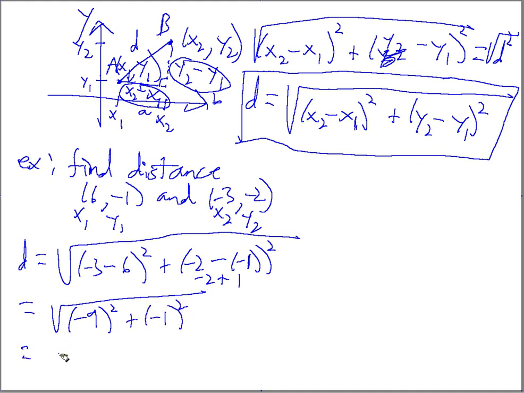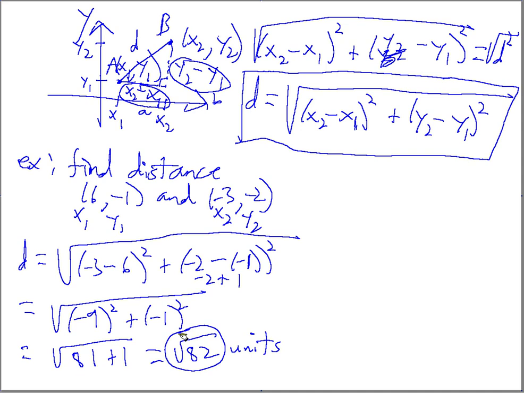So this will be equal to the square root of what? 81, right? -9 squared. -1 squared is just +1. So this is going to be the square root of what? 82. So it's going to be an irrational number, but nevertheless, it's a positive number. So root 82 is the answer we're looking for, the distance between these 2 ordered pairs. Right? Let's go and try another one.